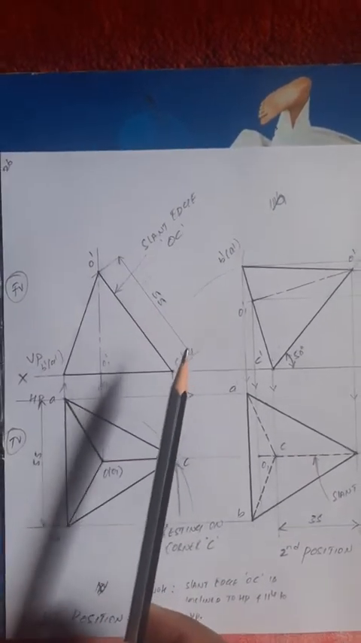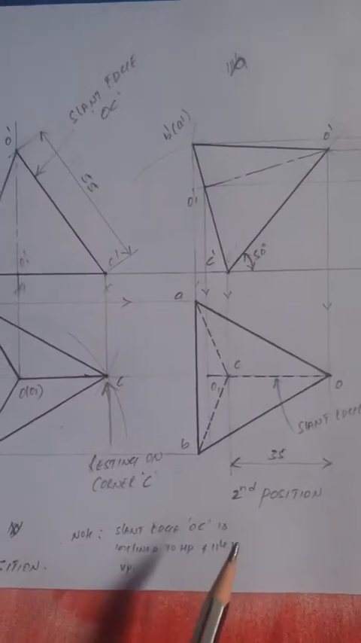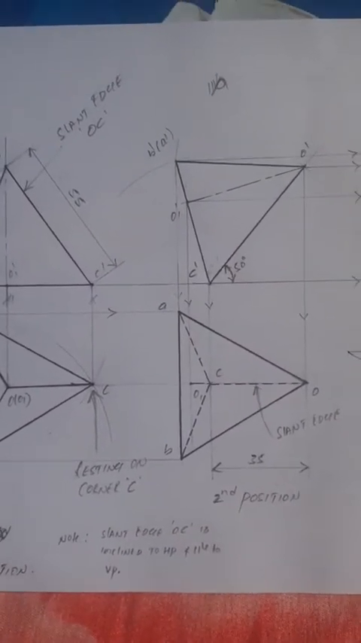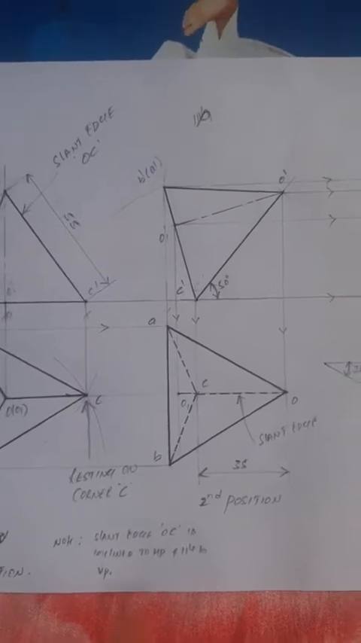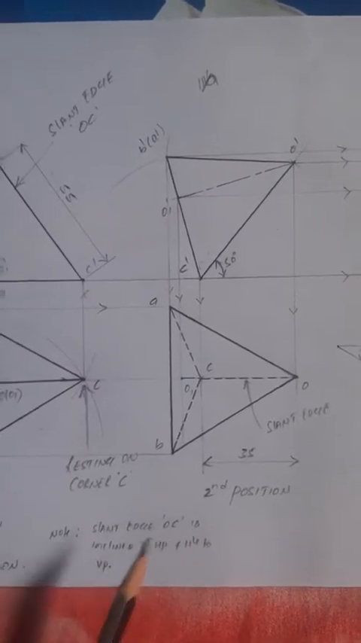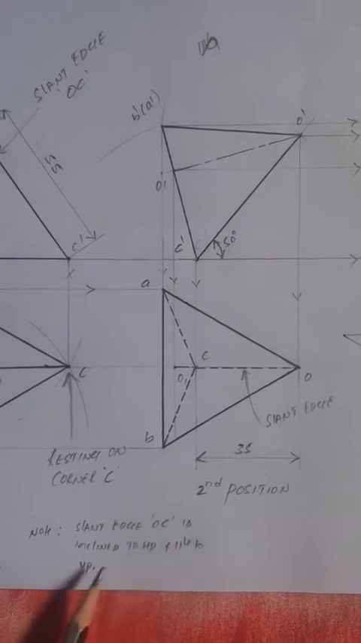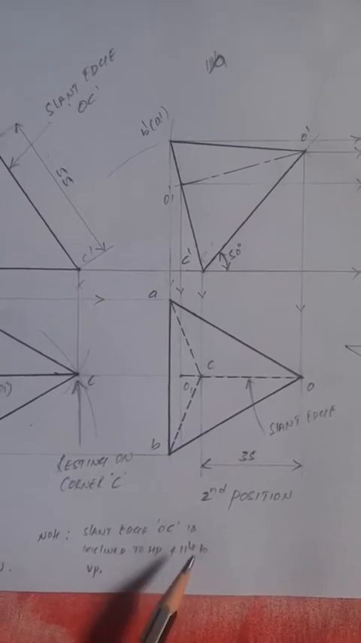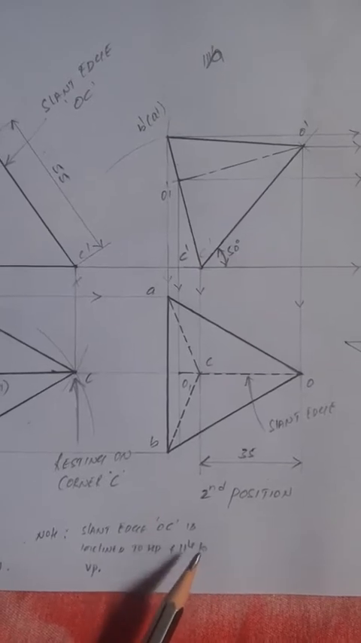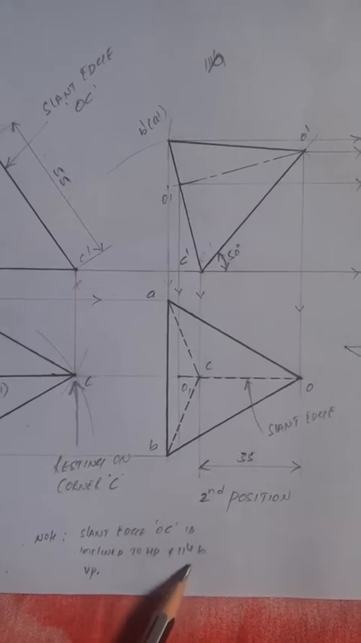So understood this? Remember this point: the line is parallel to one plane and inclined to another plane. Here the line is parallel to VP and inclined to HP. Slant edge OC is inclined to HP and parallel to VP. Once it is parallel to VP, you get the true length in the view of the plane to which the line is parallel. That is the first position over. What is the second condition?